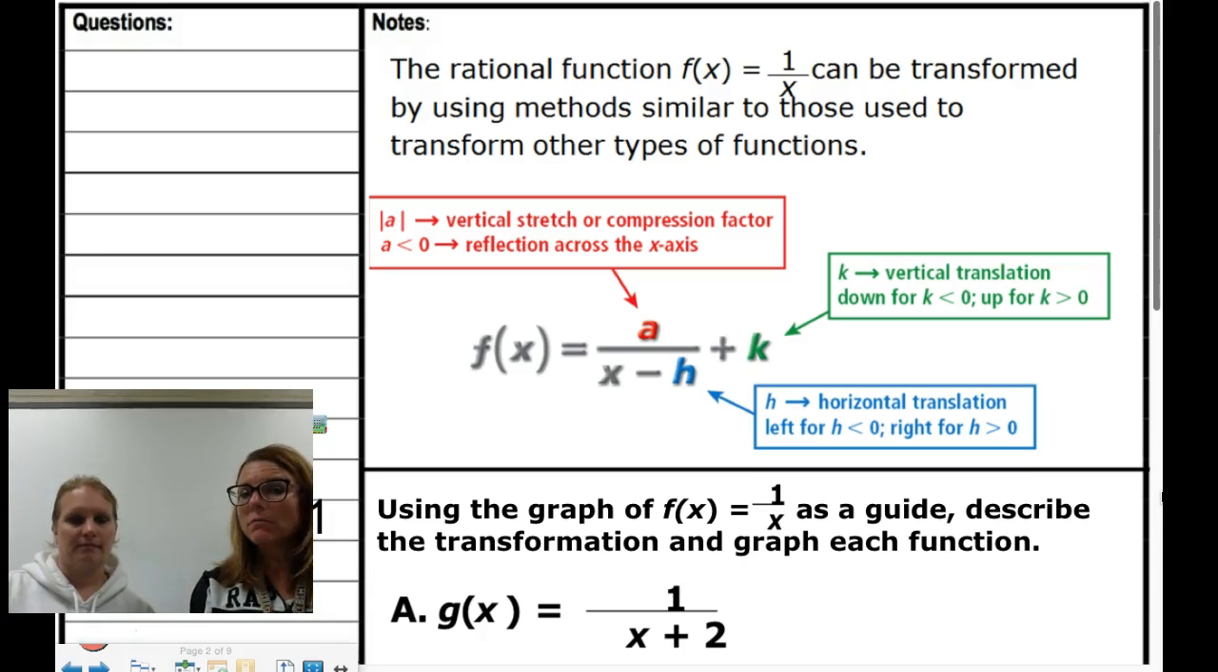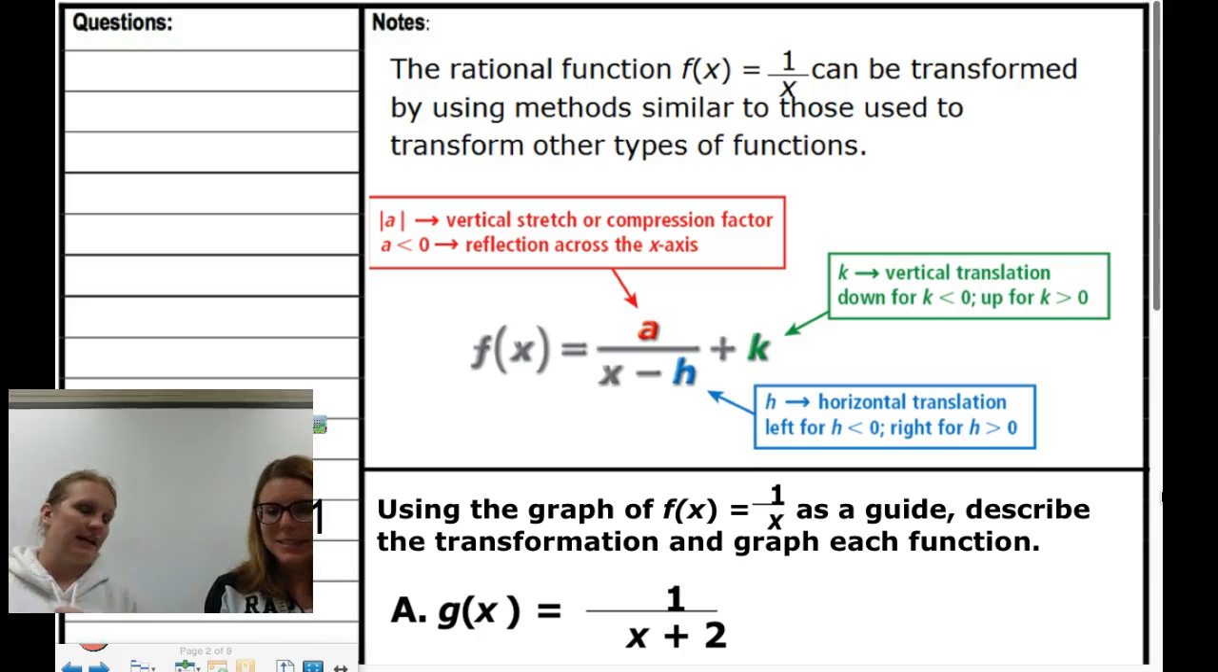The rational function, f of x equals 1 over x, can be transformed by using methods similar to those used to transform other functions. You know this formula. We have used it. Remember, the absolute value of a represents if a function is stretched or compressed. Before, you had it in front of your parentheses, the number was a. Now it's on top of the fraction. And when a is negative, all that means is the graph is reflected across the x-axis.